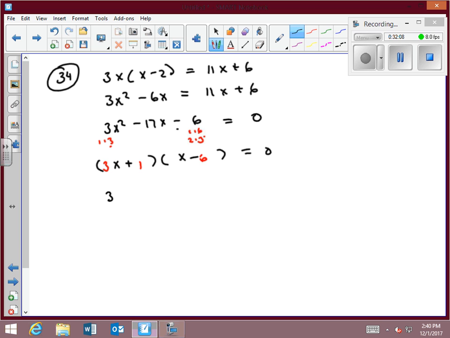So it's 3x plus 1 or x minus 6. So x is equal to negative 1/3, or x is equal to 6.